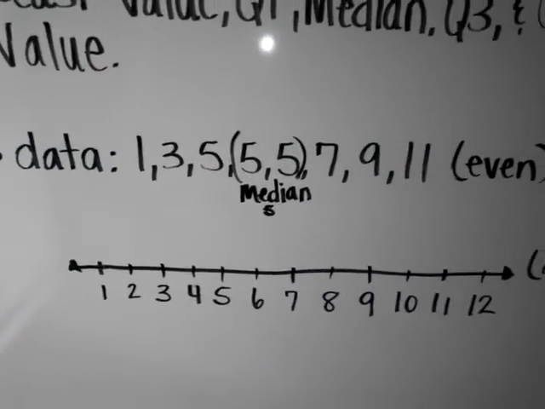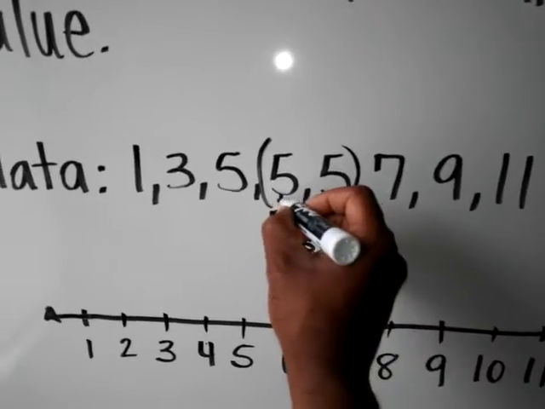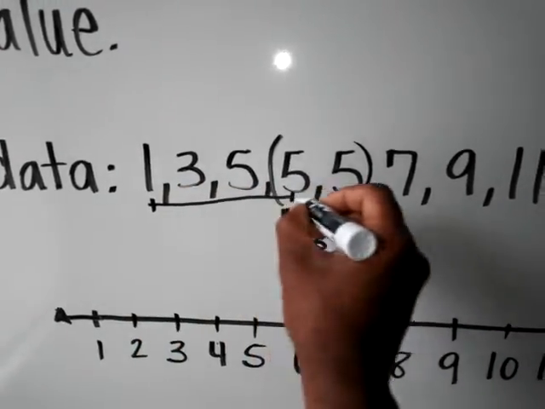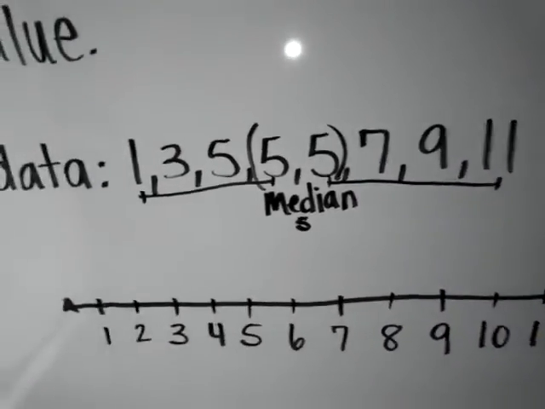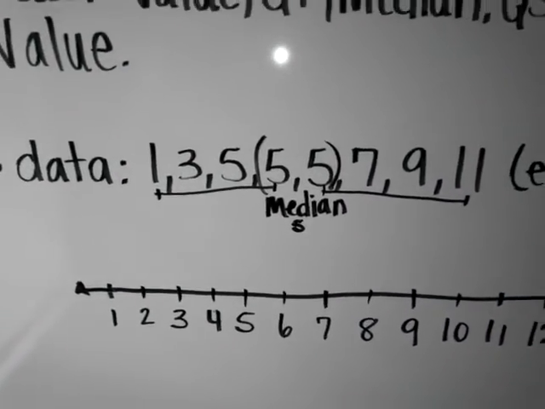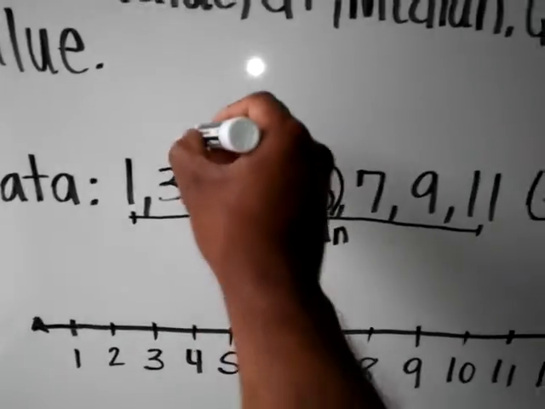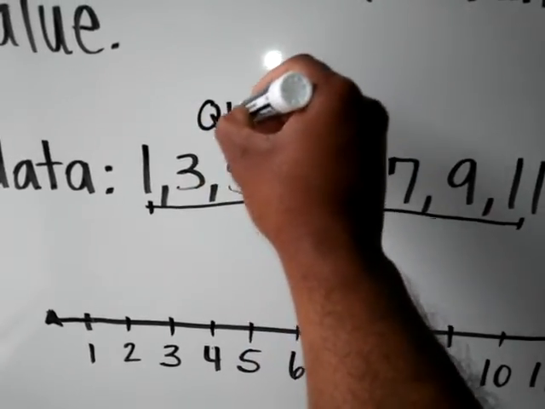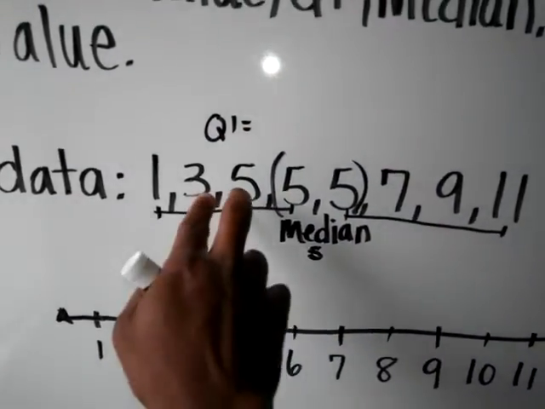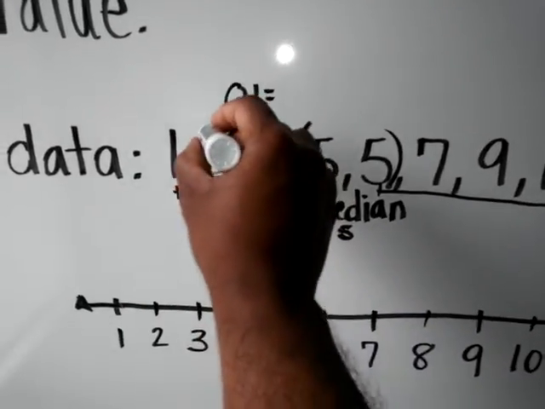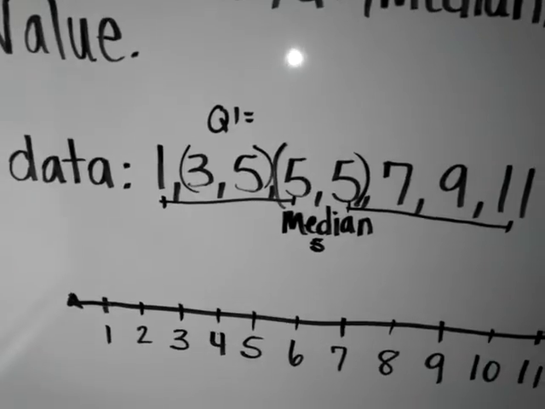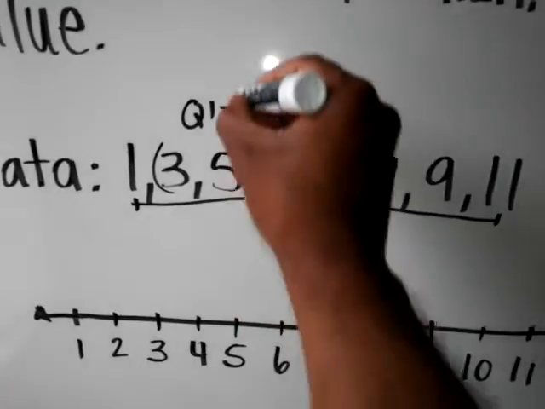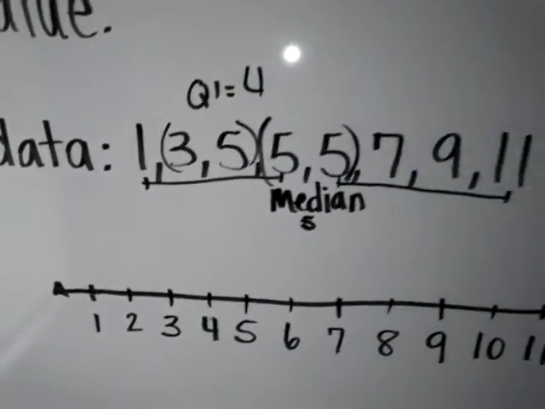Now we have to find the lower half, so you have to put this 5 back with this range, this 5 back with this range. Now we need to identify Q1. Well, Q1 will equal, we have to use these 2 values in the middle, 3 and 5. What's in the middle between 3 and 5 is 4.